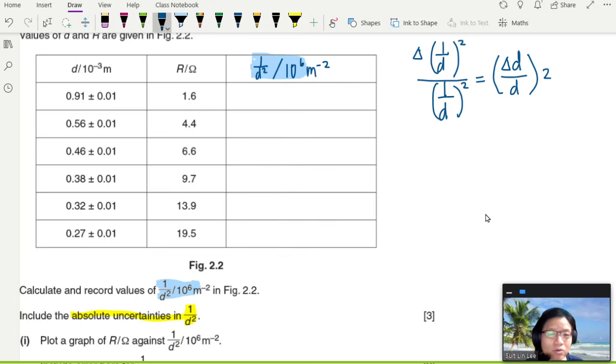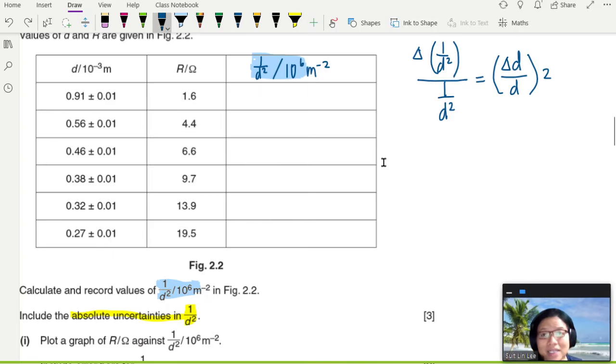Then the square outside though, but I don't think it's that important, so I'm just going to leave it that way. Okay, so the idea is that the percentage uncertainty in 1 over d square and this one must be the same. Whenever you follow this, you have to follow their units. You cannot put whatever unit you want.